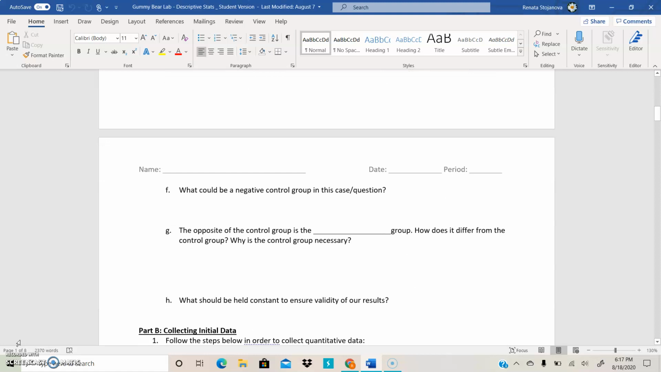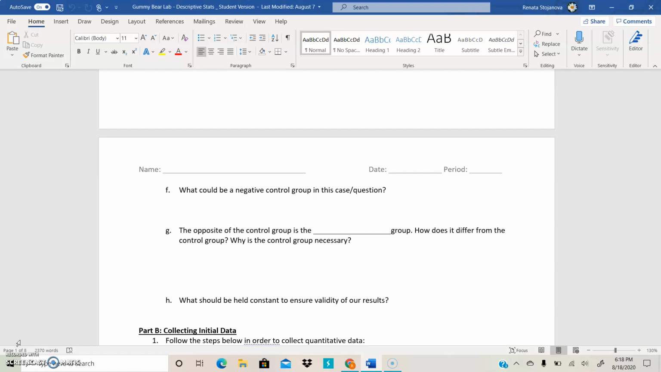We can also look at G and H to conclude. G says the opposite of the control group is the blank group, and you should be thinking experimental group. It differs from the control because it does have treatment applied to it. It does have the independent variable applied to it, and the control group is absolutely necessary for you to be able to compare it to the data that you get from the experimental group so you can see if the independent variable is causing a certain outcome or a response.